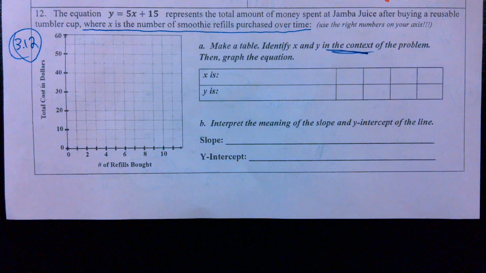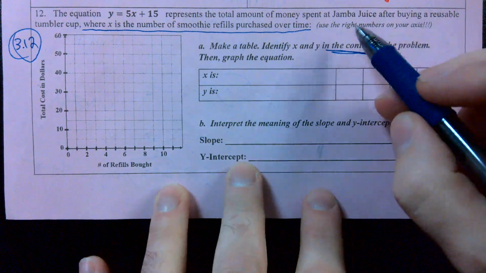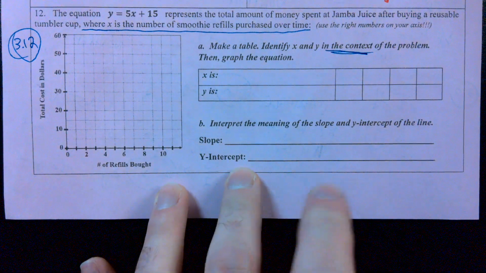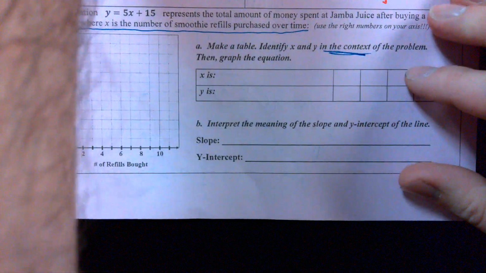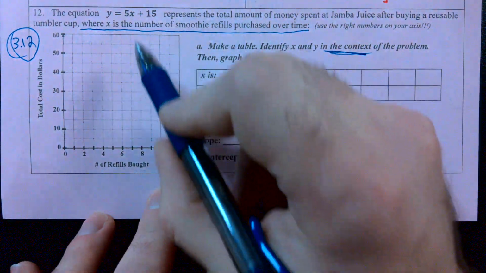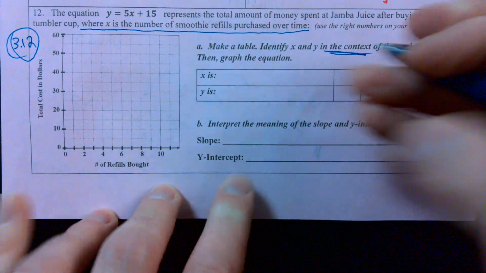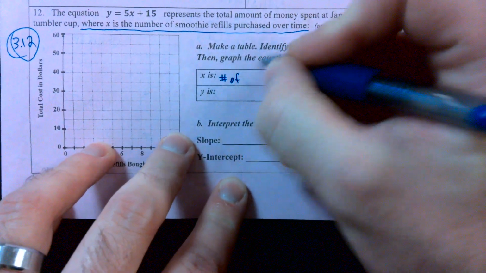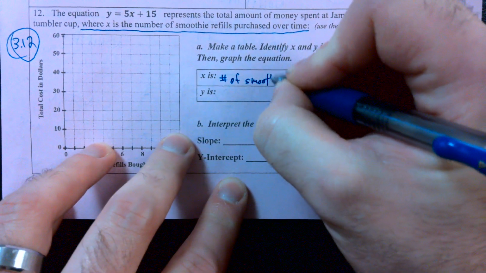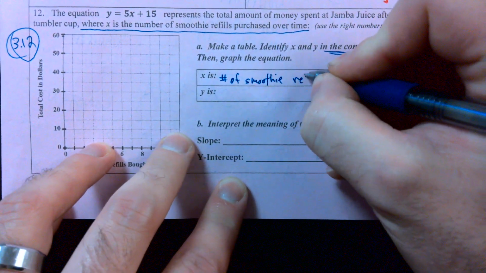Just in general, what is this problem about? Is it about cups? What kind of cups? Tumbler cups. Tumbler cups at where? Jamba Juice, right? It says right there. So I'm given my answer in my question. X is the number of smoothie refills. What is X? X is the number of smoothie refills. Duh, it says it right there.